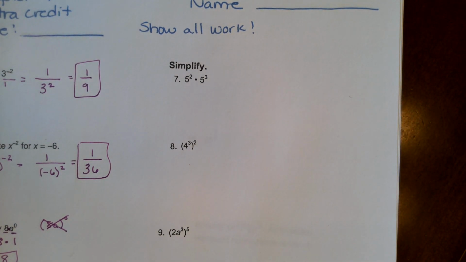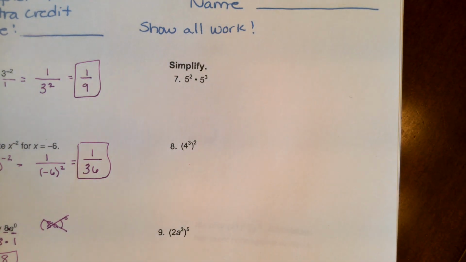All right, going up to the top. 5 to the second times 5 to the third. Excuse me. So we have 2 with the same what, class?